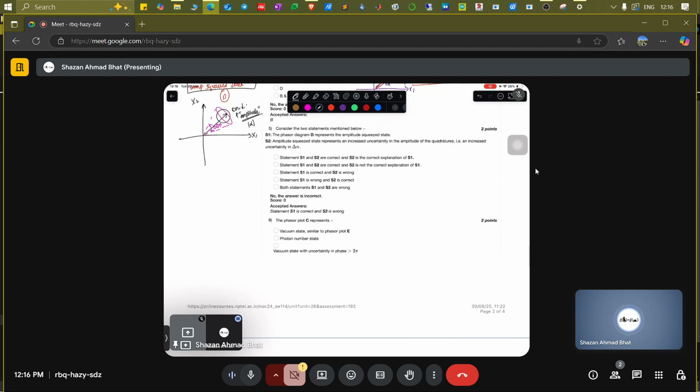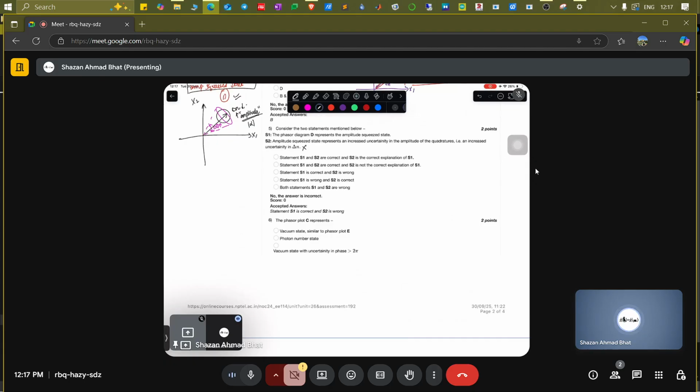Now consider the two statements mentioned below. The phasor diagram D represents the amplitude squeeze state. Yes, this is correct. This is the amplitude squeeze state. Amplitude squeeze state presents an increased uncertainty in amplitude of quadratures, that is, an increased uncertainty in delta n. No, this is absolutely wrong.